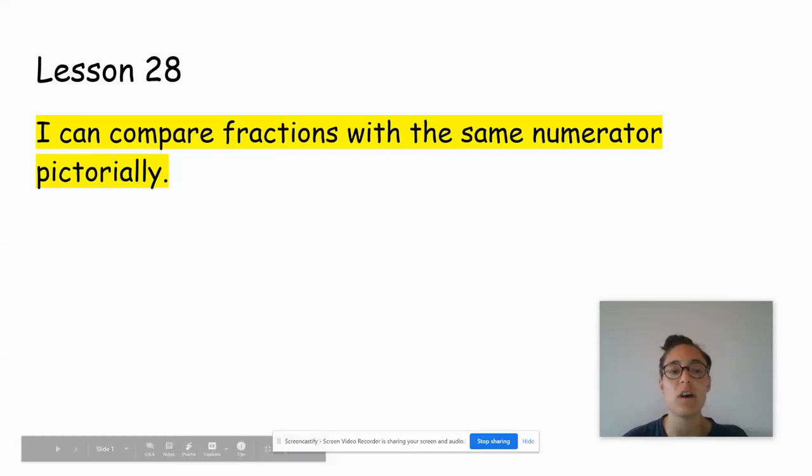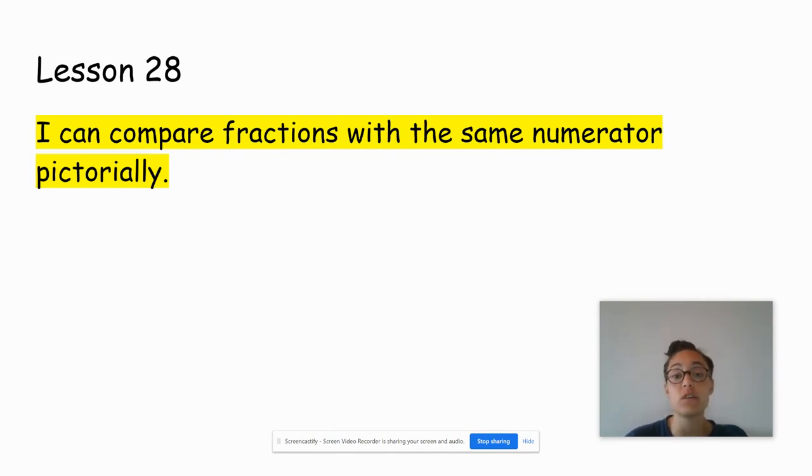Today we are going to work on our last lesson from Module 5, which is going to be Lesson 28 and 29. So today we are going to compare fractions with the same numerator pictorially.